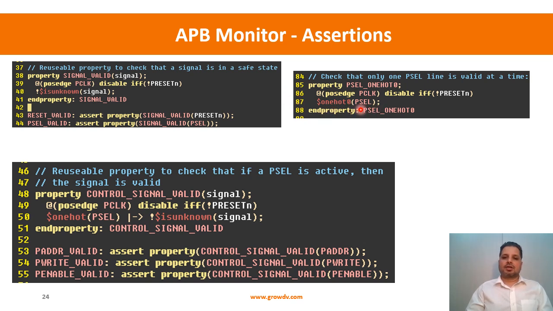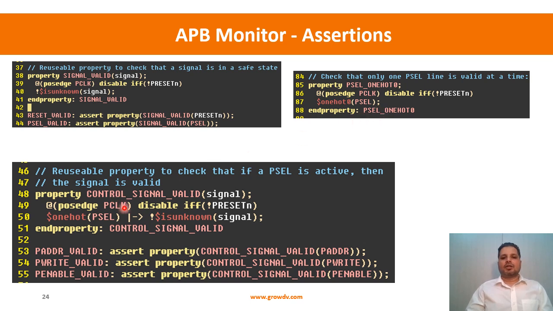Okay, so this is interesting. We are using onehot0 because it means that it can have 0 or 1 bits set. Okay, because initially PSEL could be 0, and at a later point of time when it becomes operational, only one of them could be set. So it is using onehot0 instead of just onehot.